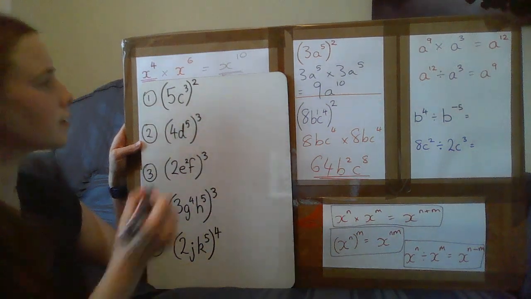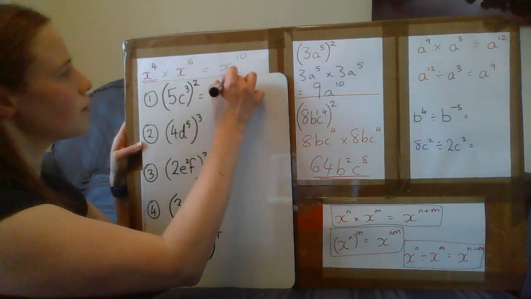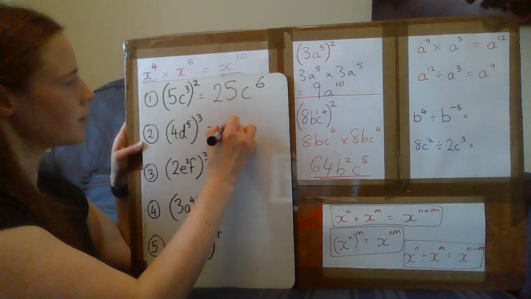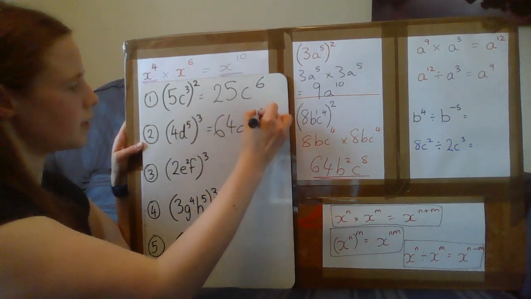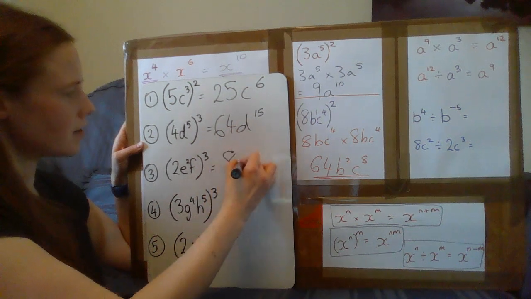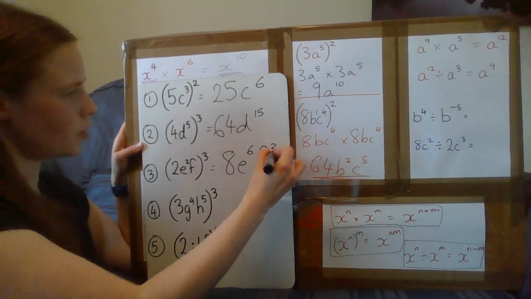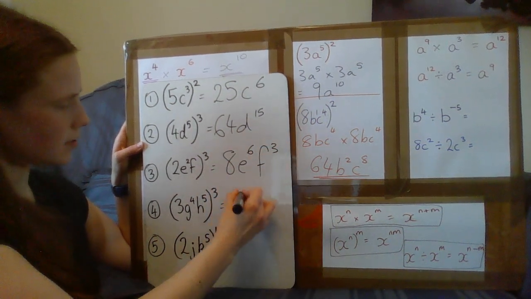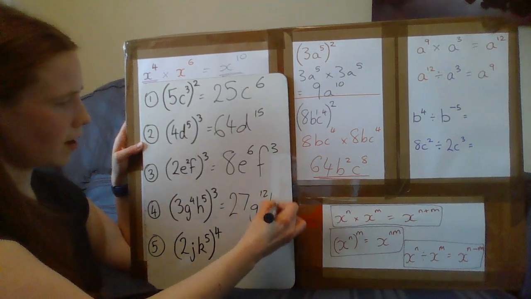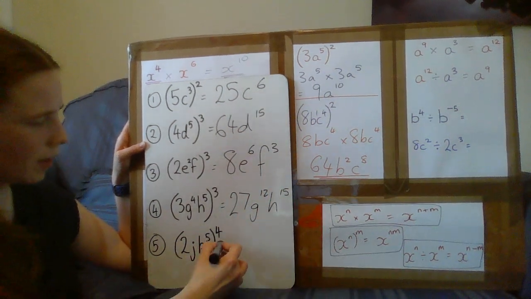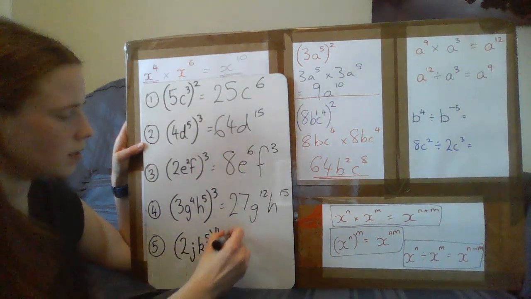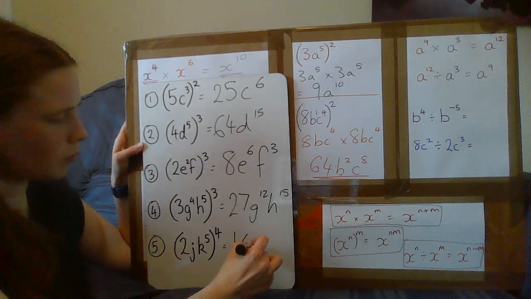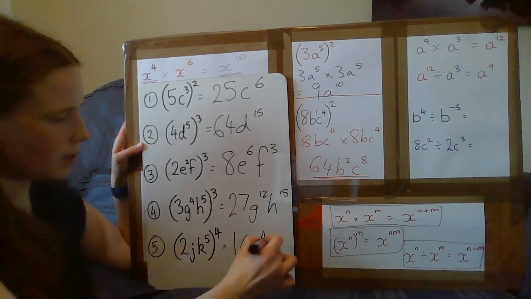Okay, and here are the answers for these. 25c to the 6, 64d to the 15, 8e to the 6 f cubed, 27g to the 12 h to the 15, and finally 2 to the 4, which is 2 times 2 times 2 times 2, 16, j to the 4, k to the 20.